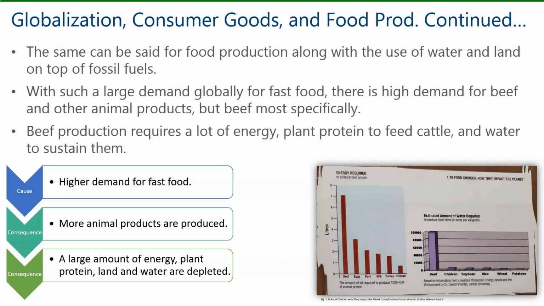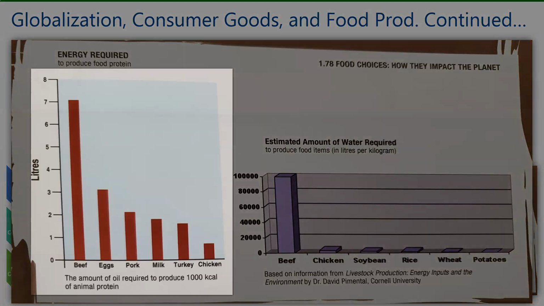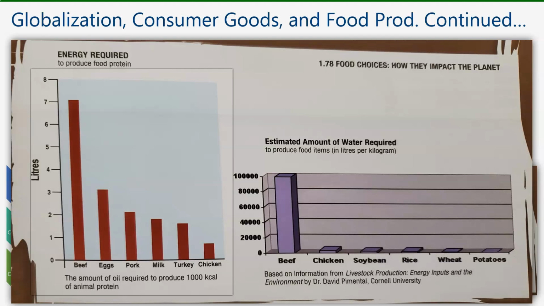Let's take a look at this chart on energy required to produce food proteins. So this is from your textbook. It's figure 1.78. The energy required to produce food protein, specifically beef, you look at the amount of liters of oil that needs to be used to produce beef. You mightn't think of fossil fuels being connected to food production, but remember, as a consequence, fossil fuels are the main form of energy that is used throughout the world, so it always has a connection to that.